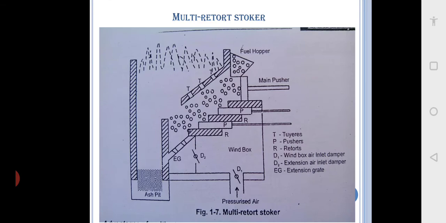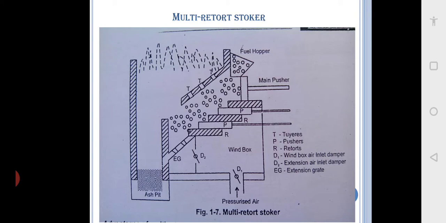Now you can see the multi-retort stoker. That single retort was simple, one pusher was there. Now you can see here there are many pushers. Please come to the right. You can see at the top on the right you have got the fuel hopper, and the fuel, coal lumps, are being sent, and then you have got a pusher. You can see at the top right you have got a main pusher, and at the bottom also you have got some pushers. Two pushers are shown here.